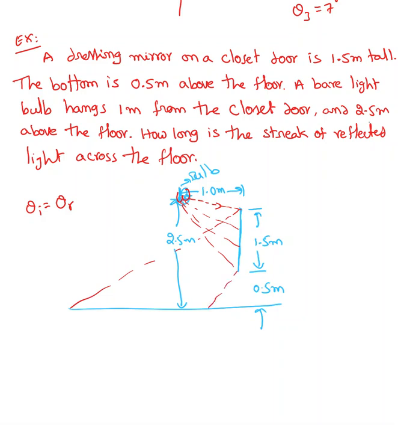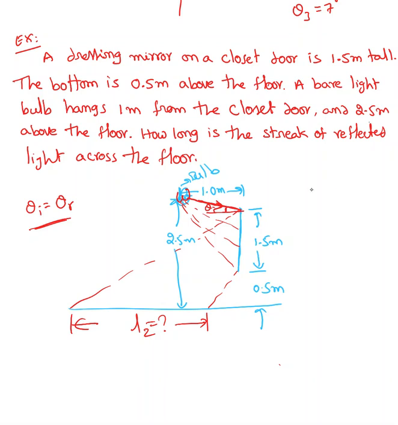The question he's asking is, how long is the streak of reflected light across the floor? So I believe he's talking about this length L2. All we know is that theta I must be equal to theta R. If you look at the first triangle, here is the angle of incidence, theta I, measured from the normal to the mirror.